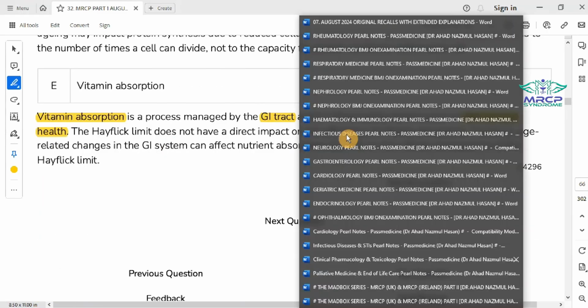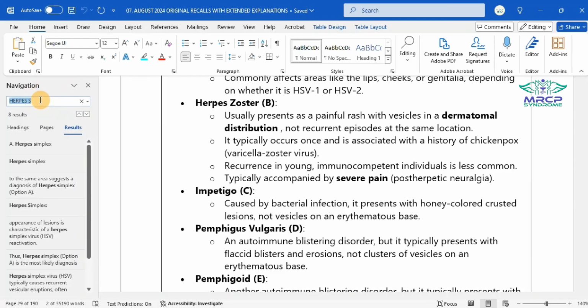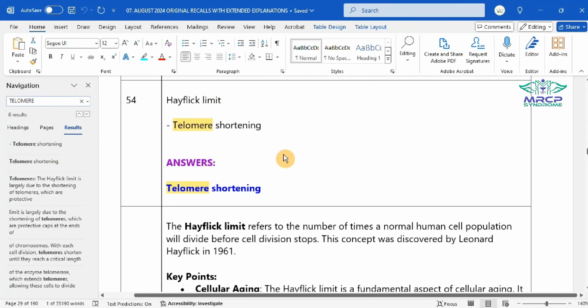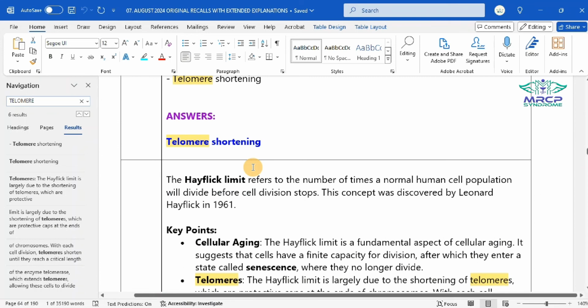And in the original scenario, the answer was related to telomere shortening.